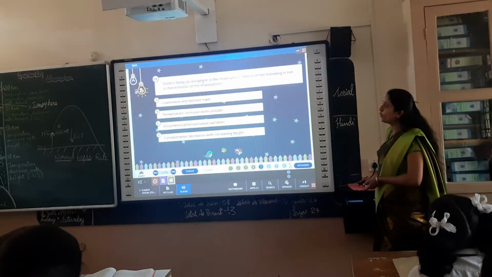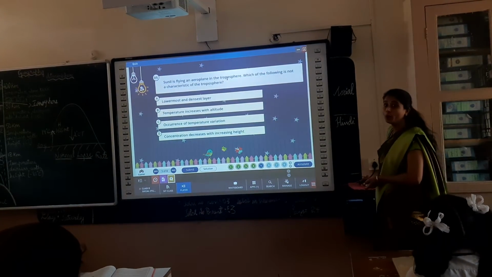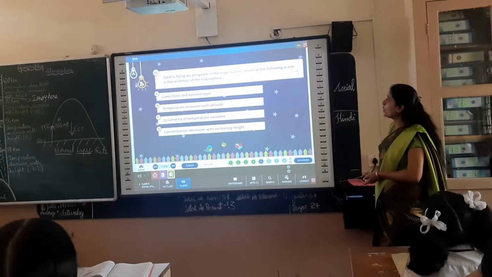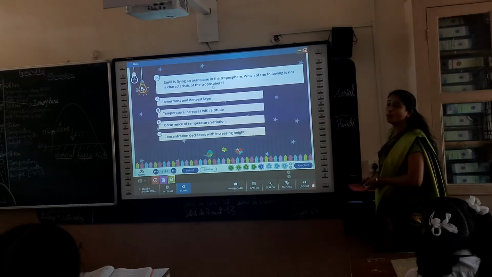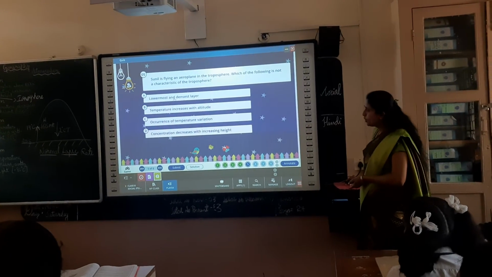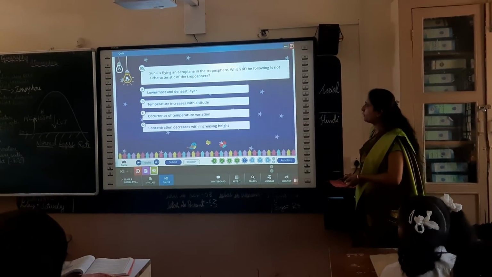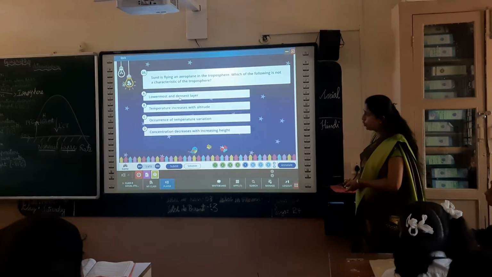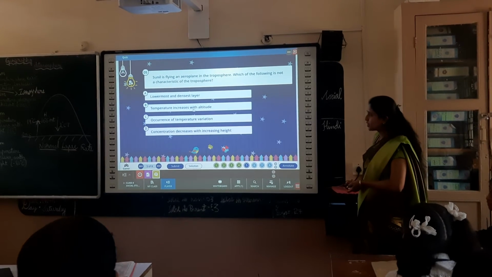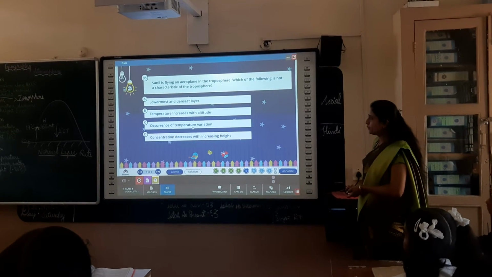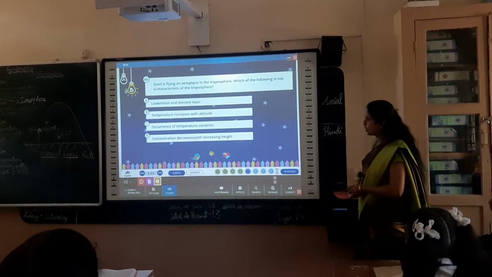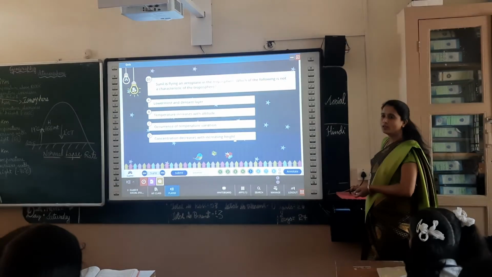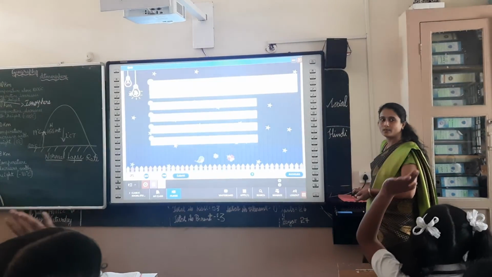Sunil is flying in an aeroplane in the troposphere. We remember, think about the layer. Troposphere. Which of the following is not a characteristic of the troposphere? Lowermost and densest layer. We remember here they are asking not. Temperature increases with altitude. Occurrence of temperature variation. Concentration decreases with the increasing height. What may be the not a characteristic?